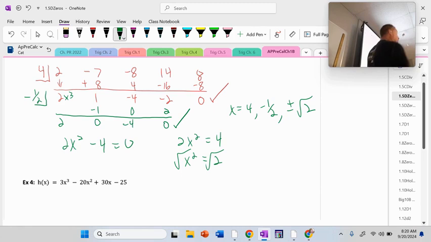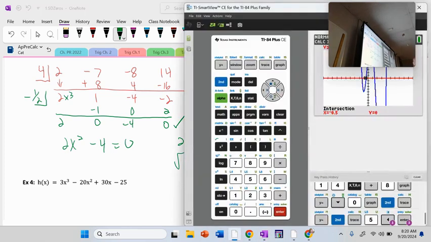Watch. Fine. But notice what I put in front of the square root of 2. Plus, minus. You know what I'm going to do too? I'm going to go to the calculator. Now I'm going to show those other two zeros and prove it.